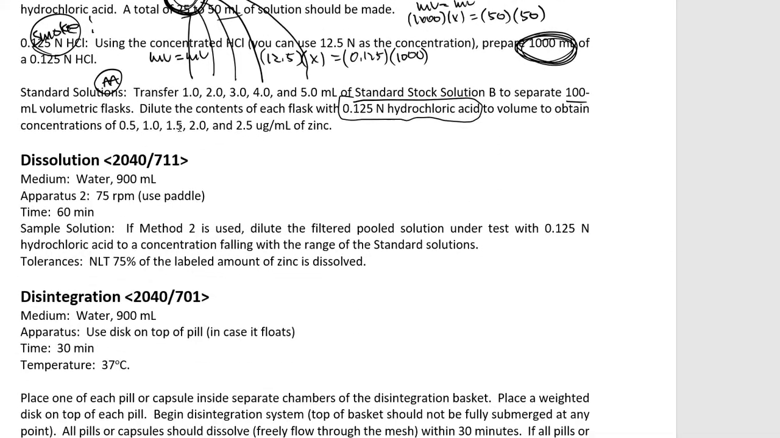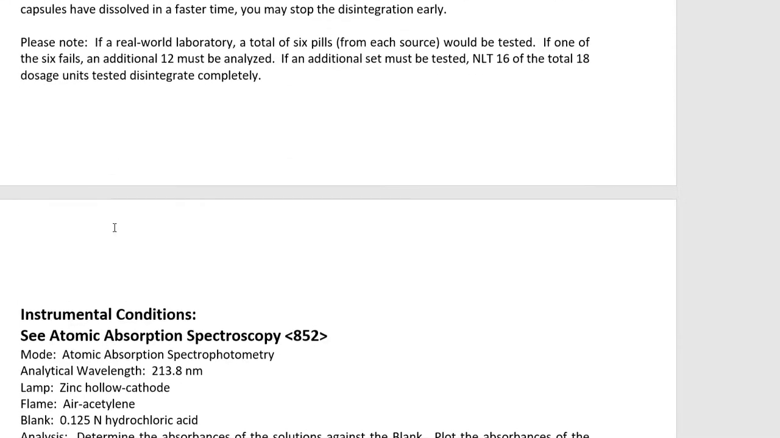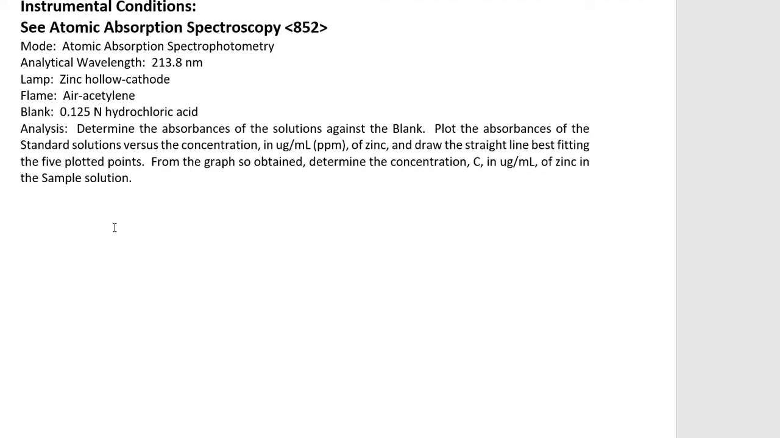All right, the dissolution setup here: 900 mL of water, 75 RPM, 60 minutes. That came from the USP monograph. The disintegration: 900 mL of water, disc, 30 minutes, 37 degrees. That comes straight from the monograph. After the pill breaks down, we're going to take an aliquot, put it into a test tube, and leave it be. And then we're going to dilute it to make it fit the standards. Again, we talked about how to dilute that pill solution in order to make it work in that concentration range.